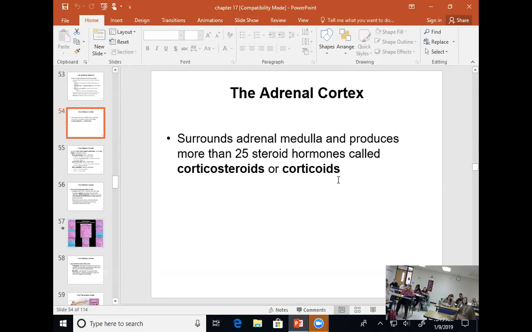The thing about cortisol, though, is when it's going up, your immune system is being suppressed. So when you're under stress and your cortisol levels are going up for that, your immune system is being suppressed.